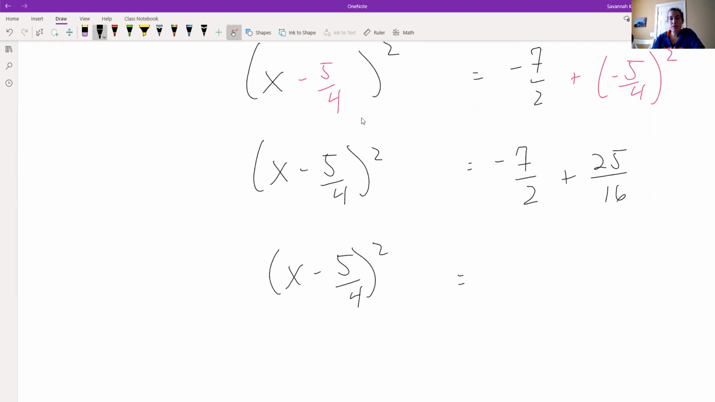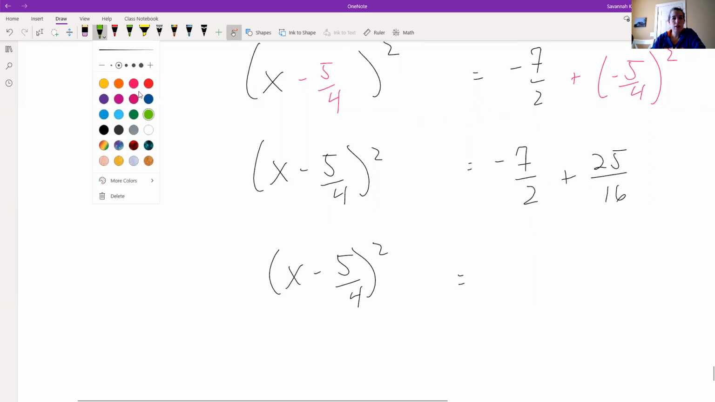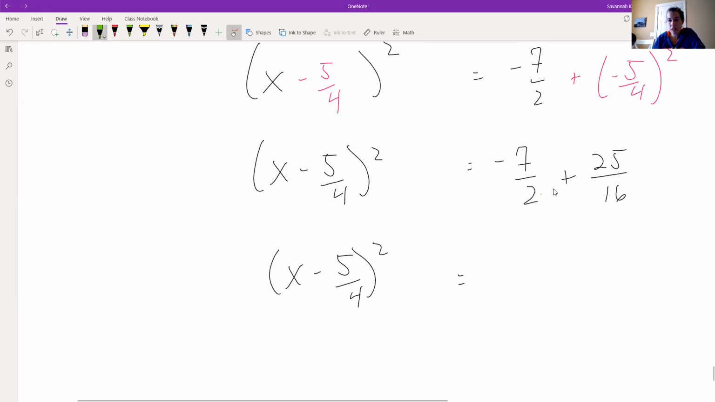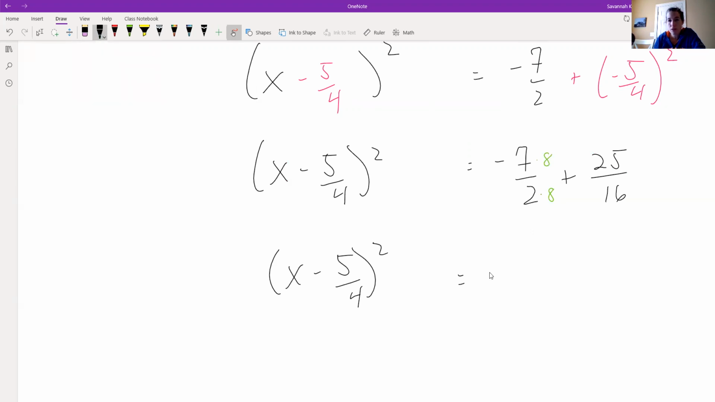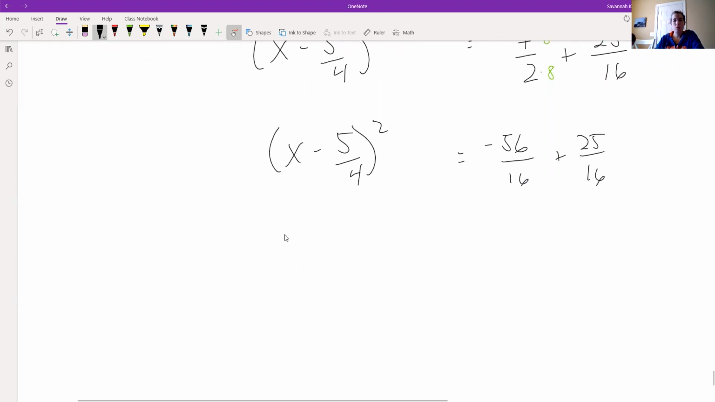All right, -7/2. I'm trying to make it have a common denominator of 16. So this is taking more thought on my part than a couple of the previous common denominator problems. 8 times 7 is 56. Okay. We are getting there.